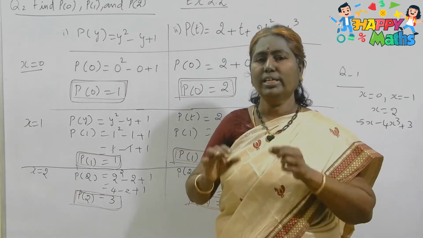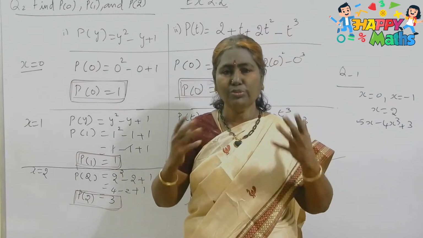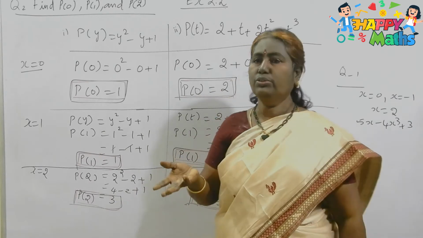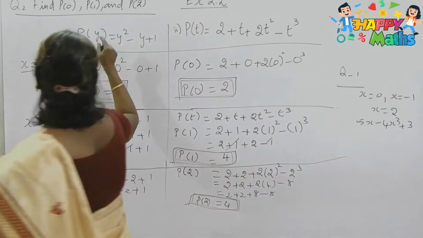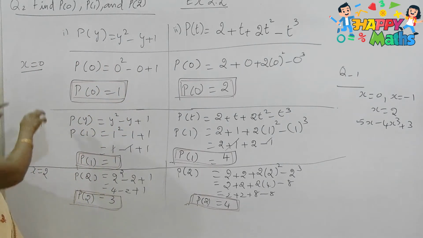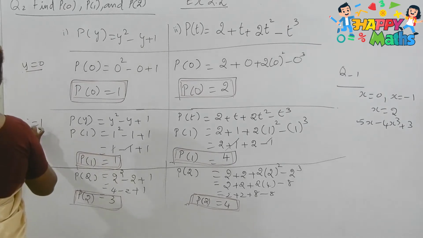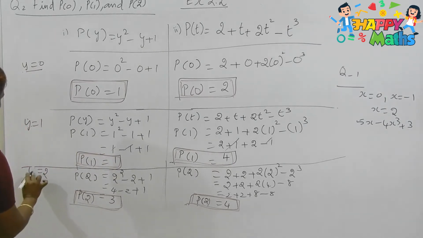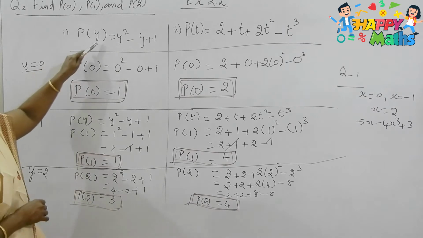Is it clear? These are simple techniques and tips, and they will be very useful for you in your higher classes. So whenever they give you equations like p of y, you have to see that in the place of y we are substituting 0. If it is not x is equal to 0, we have to make it y is equal to 0, then y is equal to 1, and then y is equal to 2. We can't simply write x equal to 0, x equal to 1, x equal to 2 like that. Why? This variable is y.